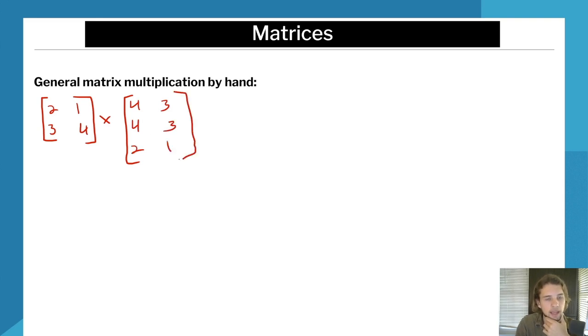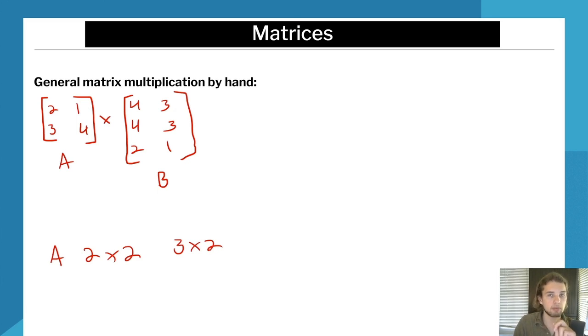Okay. Can these matrices multiply by each other? The answer is no, they can't. And how we find that out is we look at the dimensions of the matrices, which tells us some important information. So this matrix, we're going to call A and this B. A has the dimensions of 2 rows and 2 columns. B has the dimensions of 3 rows and 2 columns.